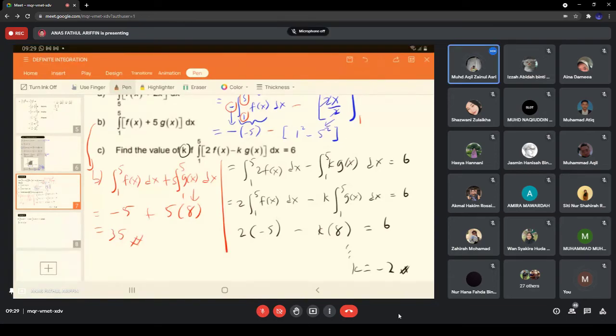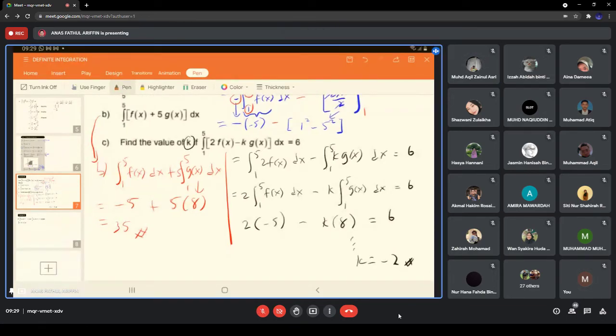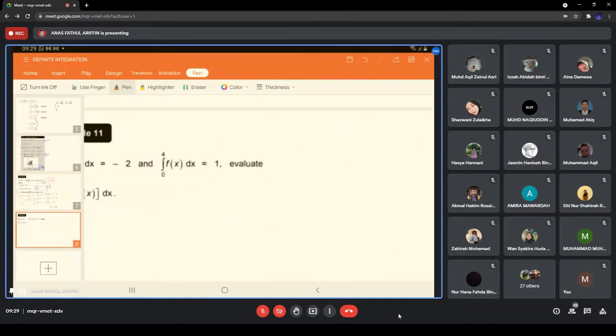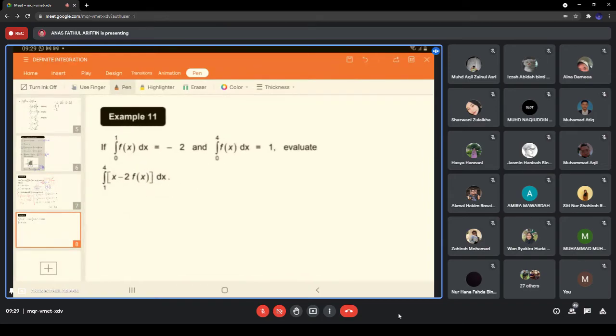Boleh sir. Okay. So next we do the example 11. Okay, kita buat example 11. If we have the integration for function fx from 0 to 1 is negative 2, and integration from 0 to 4 for this function fx equivalent to 1. Evaluate the value of the integration from 1 to 4 for x minus 2 fx dx.